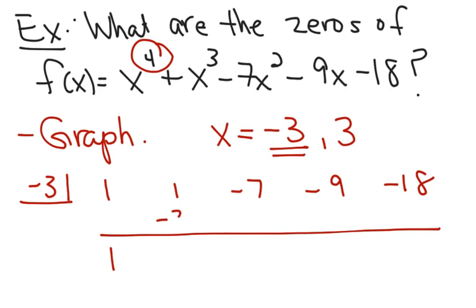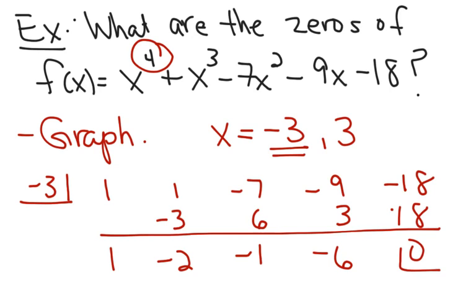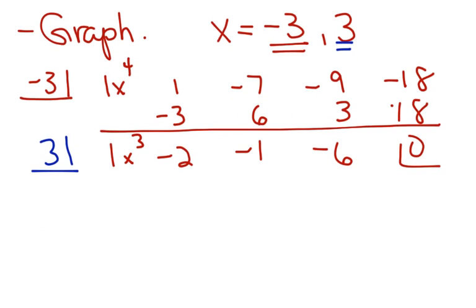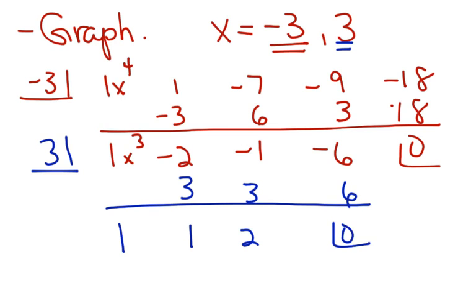So 1, multiply, add, multiply, add, multiply, add. Try that again. And then multiply, add, and you should get 0. Now, since this was x to the 4th, this is x to the 3rd. Now I'm going to use the next 0, and I'm going to divide it out of this quotient. The remainder better be 0. 1, multiply, add, multiply, add, multiply, add. So this must be 1x squared plus 1x plus 2.